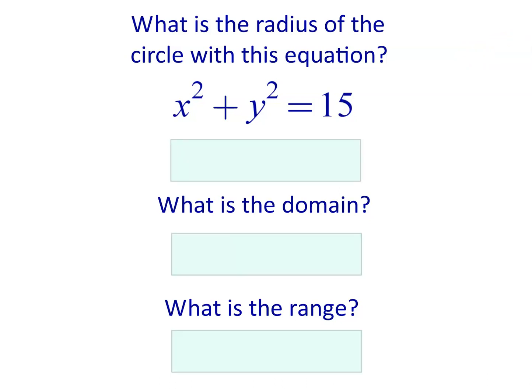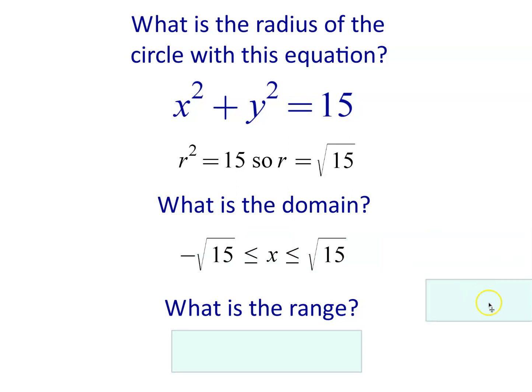Okay, what about this equation, x squared plus y squared equals 15? Can you answer the same three questions, please, before you listen to my solutions? Okay, so we're going to do this one much the same as before. That must be r squared, and that, of course, means that r is the square root of 15. So r doesn't have to be a nice whole number, and r squared doesn't have to be a nice whole number either. What is the domain?